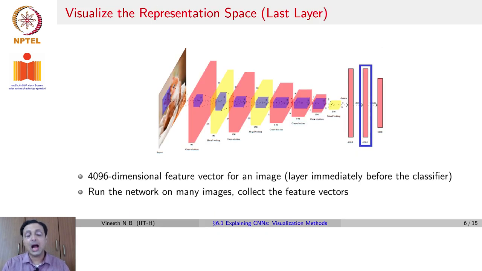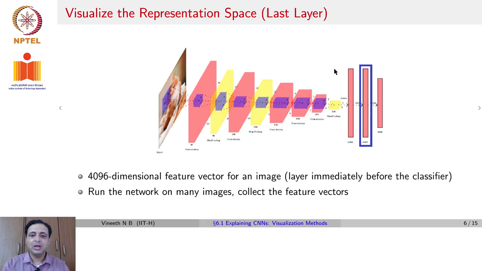Another option, other than visualizing the filters in different layers, when we talk about visualizing the filters, remember it's 11 cross 11 or a 7 cross 7 or whatever be the size of the filter, you simply have to plot it as an image. Another thing that you can do is to visualize the representation space learnt by the CNN.